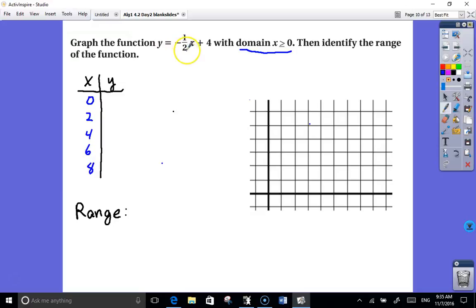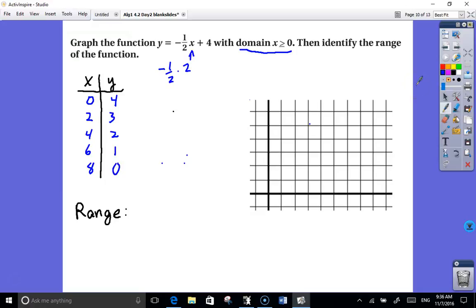If x equals 0, what does y equal? If I put in a 0 here, it equals 4. If I put in a 2, what does y equal? That's negative 1/2 times 2. That would be negative 1 plus 4 is 3. How about at 4? 2. How about at 6? 1. How about at 8? 0. So we put 5 values in because at this point that's still what we're doing.